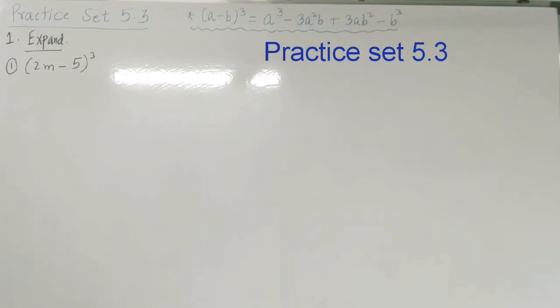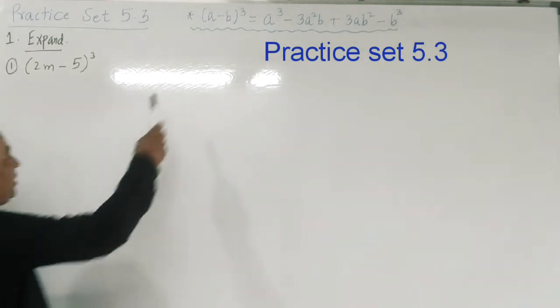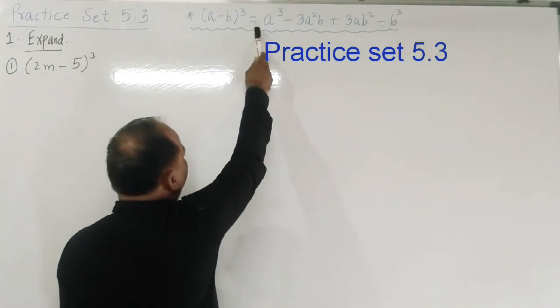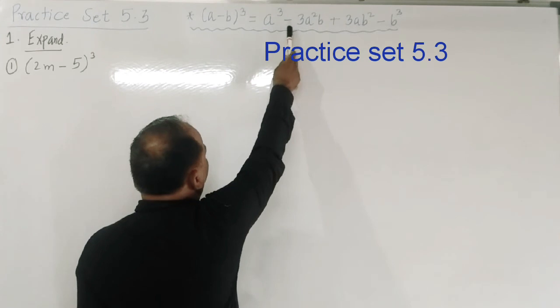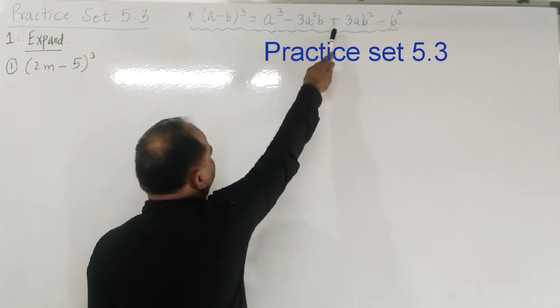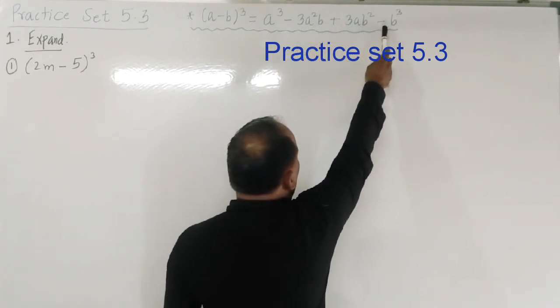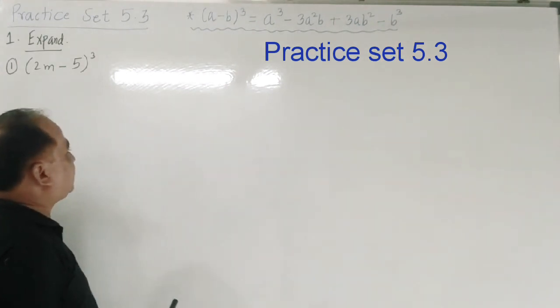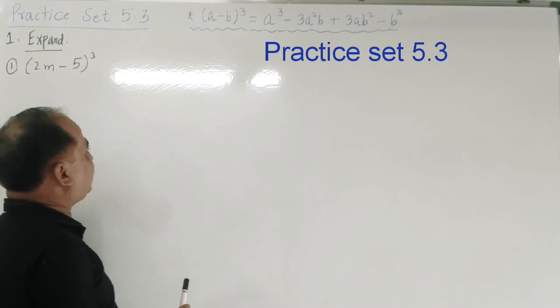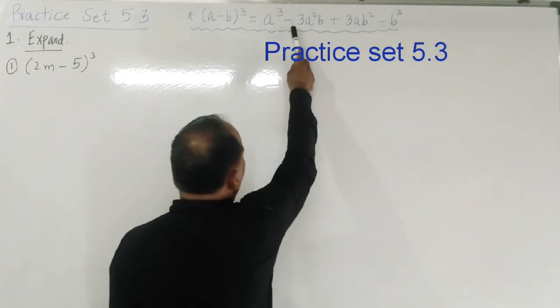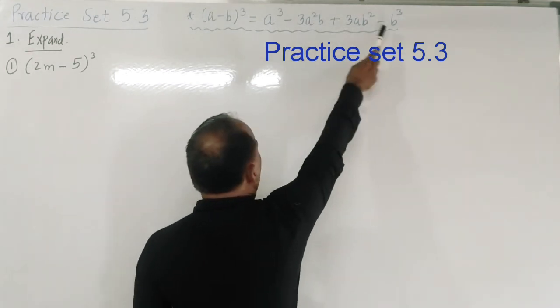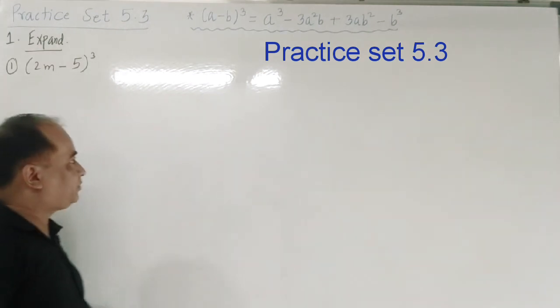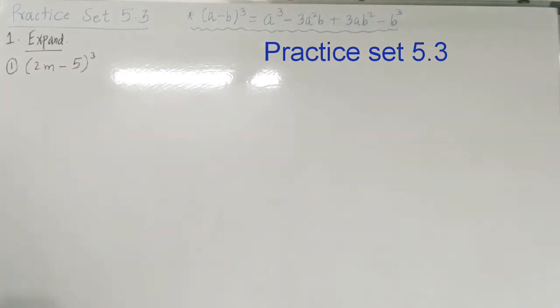Practice set 5.3. This is based on the formula (a minus b) bracket cube is equal to a cube minus 3a square b plus 3ab square minus b cube. This formula is same as the cube of the binomial (a plus b) bracket cube, only the second term and the last term are negative over here. Now, using this formula, we'll solve the examples.